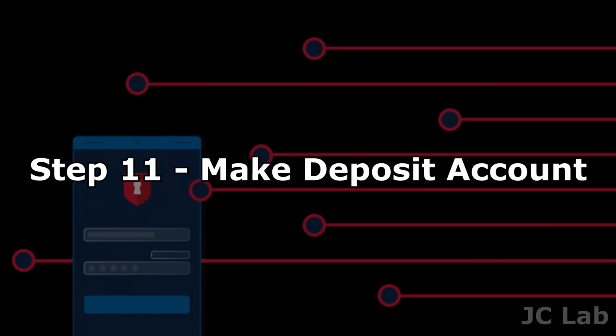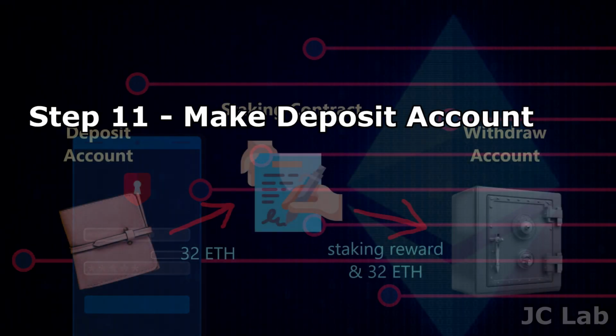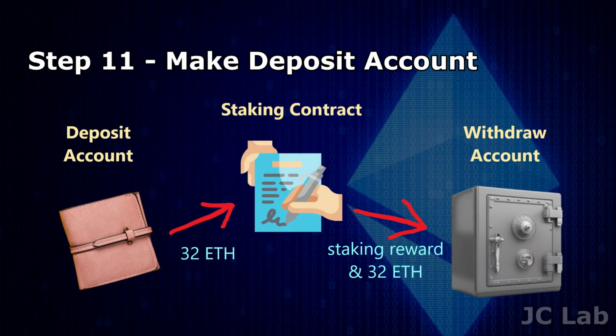Step 11. Make a deposit account. Ethereum staking works like this. You send 32 Ether to the staking contract from one account. The contract will send staking reward and return the 32 Ether to another account. The first is called deposit account, the second is called withdraw account.